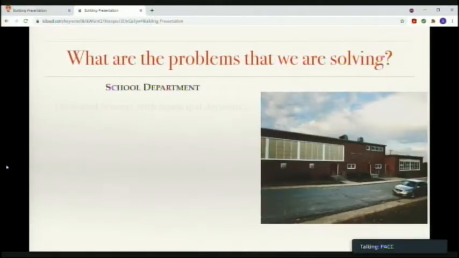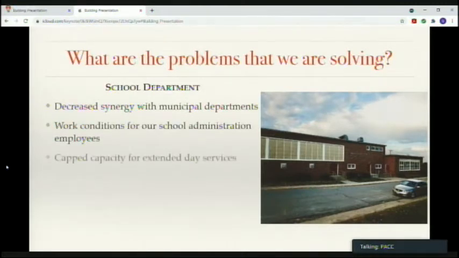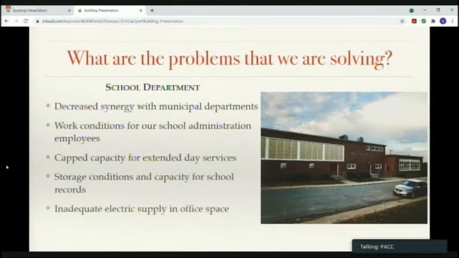For school departments, we're also trying to resolve some of their storage concerns, their decreased synergy with the municipal departments. Again, the working conditions for our school administration employees, capacity for extended day services due to the lack of availability of additional classroom space. And then the inadequate electrical supply. So this building was just not intended to be an office building. It was intended for children to use as classroom space 68, 69 years ago.